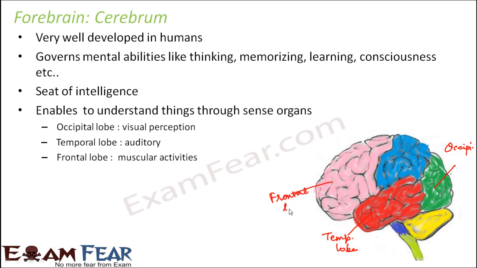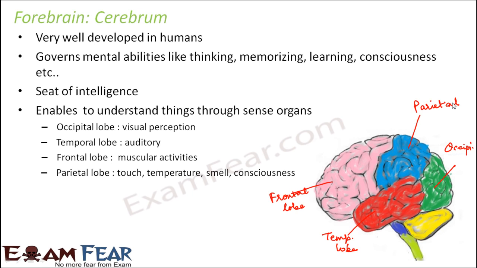It is present at the front, where we have our forehead. Basically, the frontal lobe is located there and it controls the muscular activities. For example, if you want to move your hands up or down, or do any sort of movement, that is all controlled by the frontal lobe. Then the parietal lobe is for touch, temperature, smell and consciousness. This is the parietal lobe. So the cerebrum is divided into various sections, and each section has its own job. Everybody does their own job, and as a result, the cerebrum is very well developed.